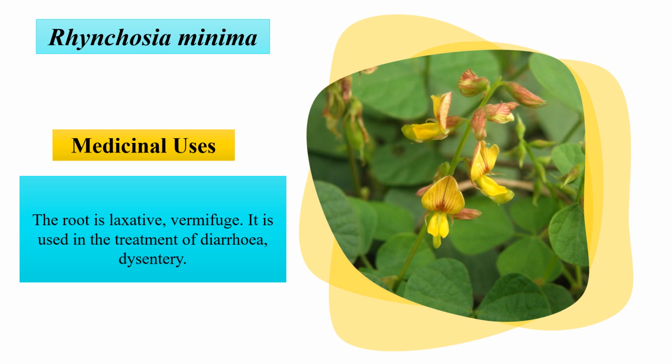Rhynchosia minima is another important species from the family Fabaceae. Here you can observe the flower of Rhynchosia and the flower of Crotalaria. They look very similar, but morphologically, the leaf characters, the flower characters, and the sepal characters, when you dissect the plant, you can clearly observe the difference between Rhynchosia and Crotalaria. This plant is mainly found in grasslands and in woody bushlands. The root of this plant is laxative, vermifuge, and it is used in the treatment of diarrhea and dysentery.